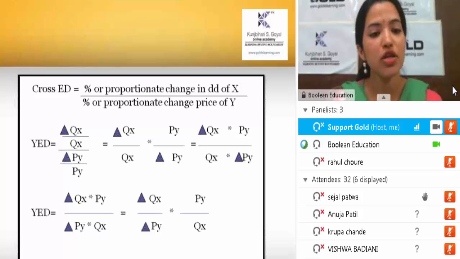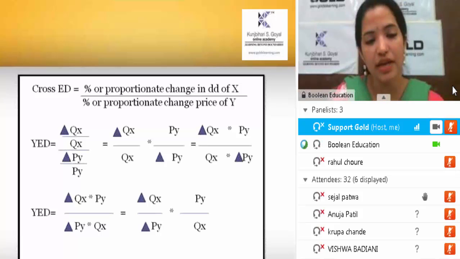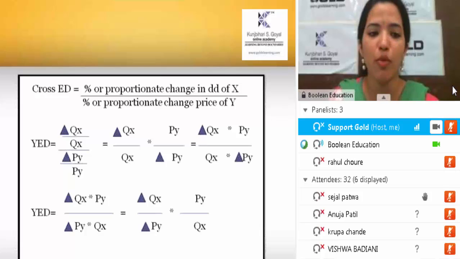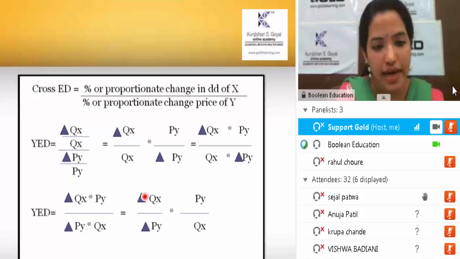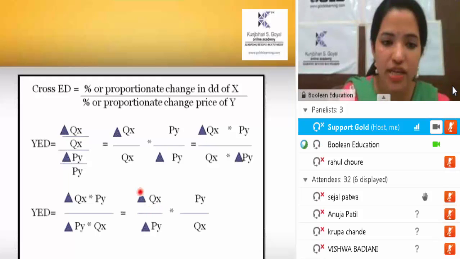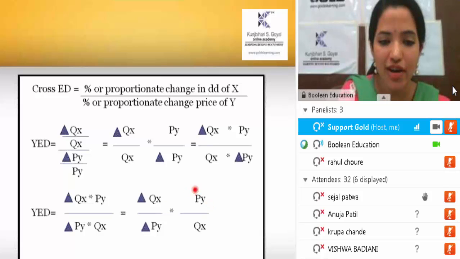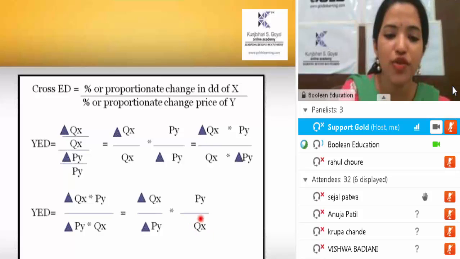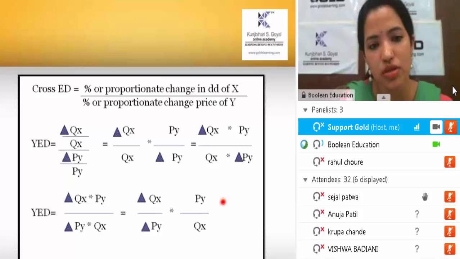Instead of Q we have written QX, that is quantity of commodity X, and instead of P we have written PY, that is price of commodity Y, right? So the formula in the end is here, look at the pointer: delta QX, that is change in demand of commodity X, divided by change in price of commodity Y, into original price of commodity Y divided by original quantity of commodity X. Right? We have used the same formula throughout. यही हमको formula use करना है.